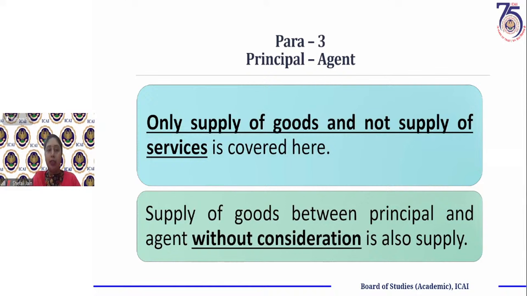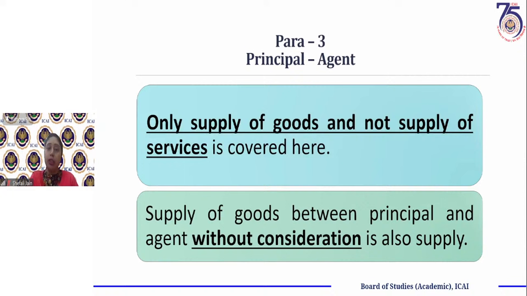In para 3, the principal-agent relationship. Para 3 of Schedule 1 says that if any goods are supplied by a principal to its agent, then that will be considered as supply, even if it is without consideration. Generally, a principal gets their goods sold by an agent. They cannot approach the entire country on their own, so at different places they have agents, and these agents sell goods for the principals. First of all, they have to supply these goods to these agents.